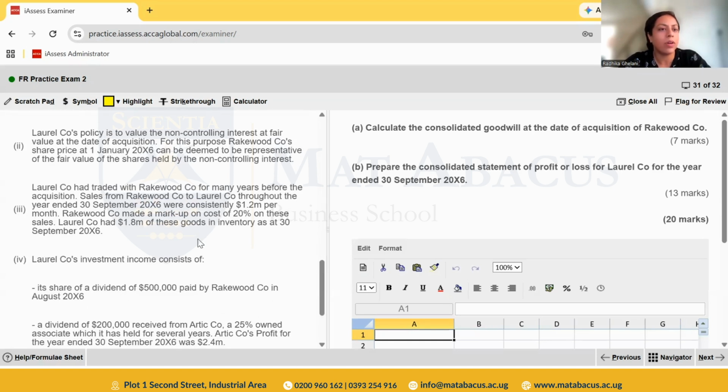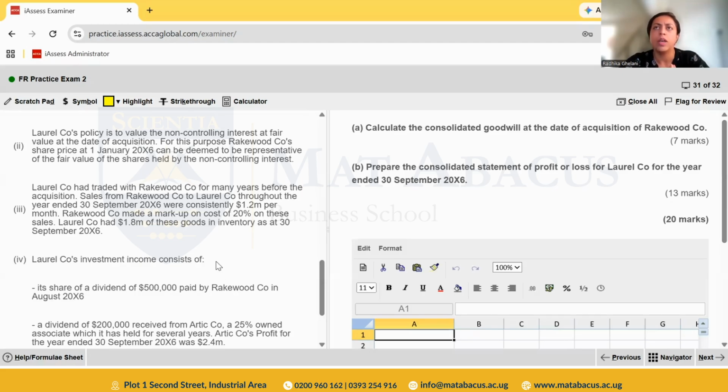Note number 3 says that L'Oreal has traded with Rakewood for many years before acquisition. Sales from Rakewood to L'Oreal throughout the year ended 30th September 2016 were consistently 1.2 million per month. Rakewood made a markup on cost of 20% on these sales, and L'Oreal had 1.8 million of these goods in inventory at 30th September 2016. So first of all, this is intercompany trading. They've been trading for many years, but from the time they become a group, from January 2016 to 30th September, whatever sales are made between the group, those are called intercompany or intragroup trading.